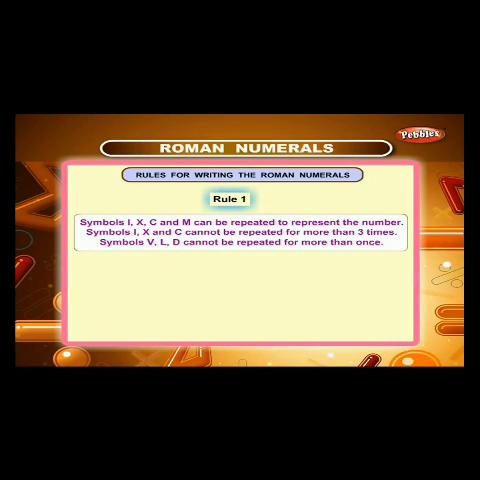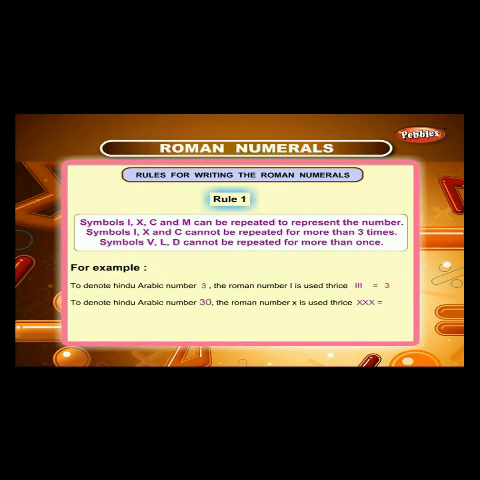To understand this better, let us see some examples. To denote Hindu-Arabic number 3, the Roman number I is used thrice, like this, III, which is also equal to 3. To denote Hindu-Arabic number 30, the Roman number X is used thrice, XXX. To denote Hindu-Arabic number 300, the Roman number C is used thrice, CCC.